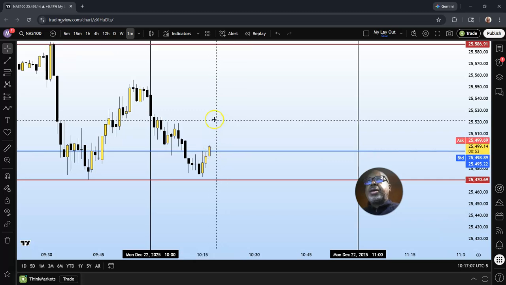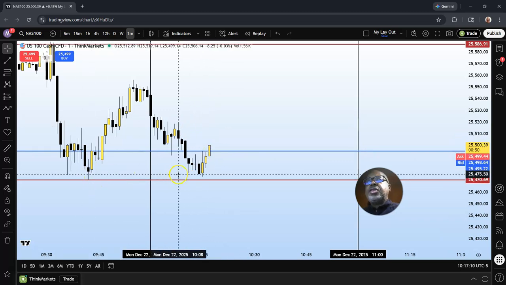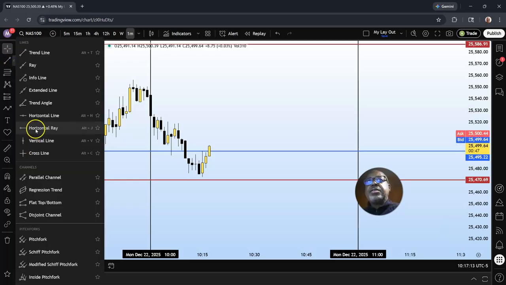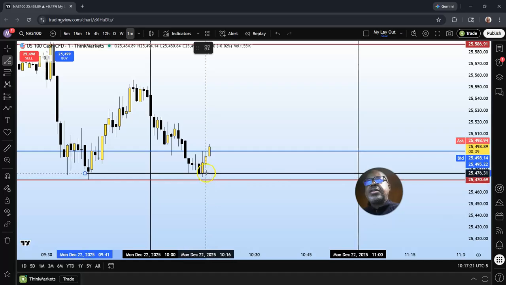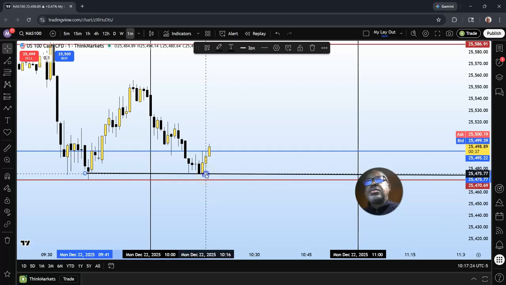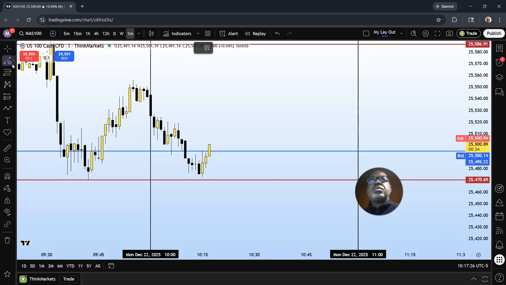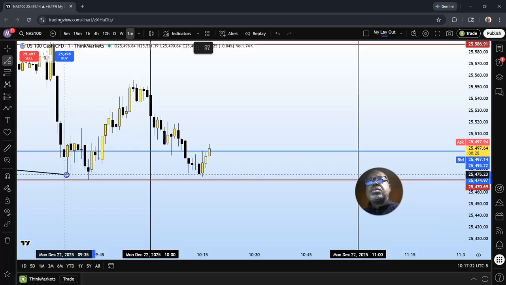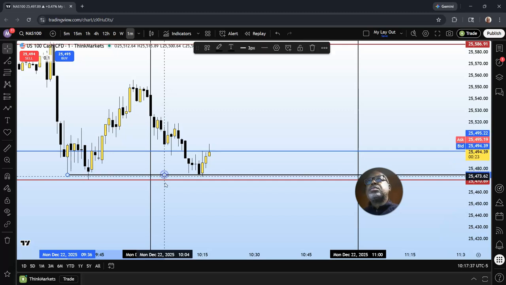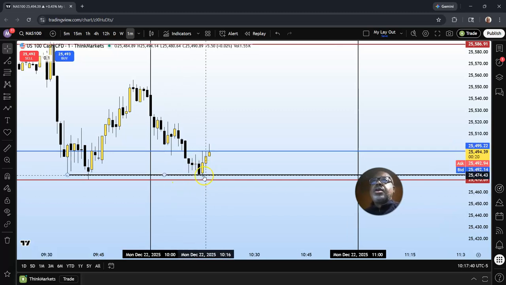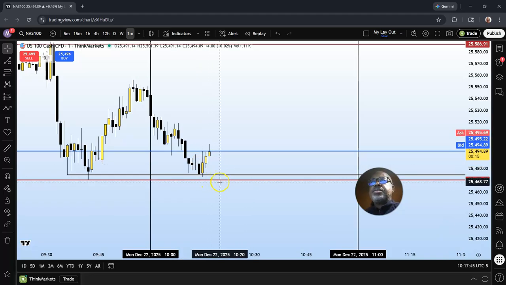Alright, so it's actually coming back up here. So I hit these lows here, so I can put another line here. Kind of like it didn't break these lows down here. Okay, it didn't break these lows because I'm looking for it to break this low here.